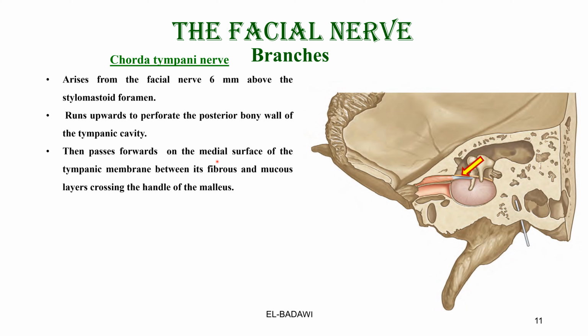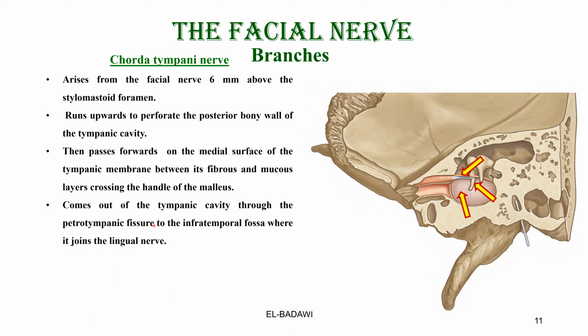Then it passes forward on the medial surface of the tympanic membrane, between the fibrous and the mucous layers, crossing the handle of the malleus, as you can see here. That is the handle of the malleus. Then it comes out from the tympanic cavity through the anterior canaliculus of the chorda tympani, leaving the cavity through the petrotympanic fissure to the infratemporal fossa, where it joins the lingual nerve.